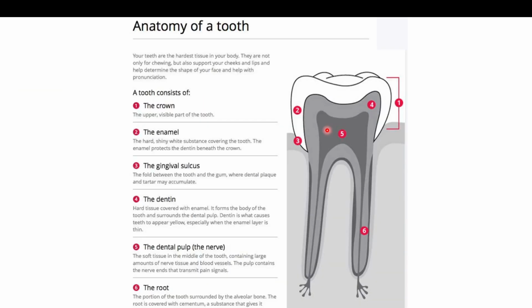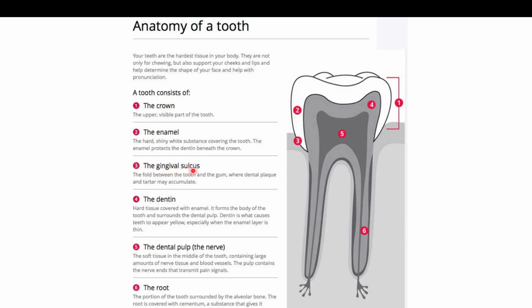Okay. Then if we talk about the anatomy of the tooth, teeth are the hardest tissue in our bodies, and they are not only for chewing, but also for supporting our cheeks and lips, and it also helps in determining the shape of the face, and it also helps in pronunciation. Okay. So a tooth consists of this part, which is the crown, the upper visible part of the tooth. Then comes the enamel, this layer. This is the hard, shiny white substance covering the tooth. The enamel protects the dentin beneath the crown.